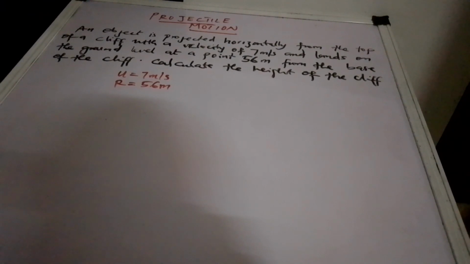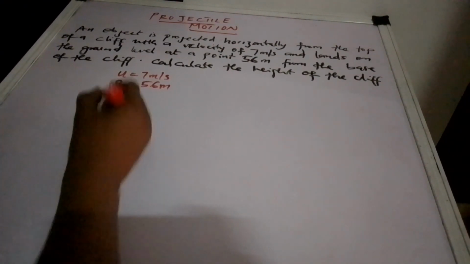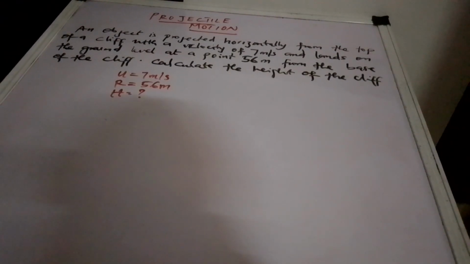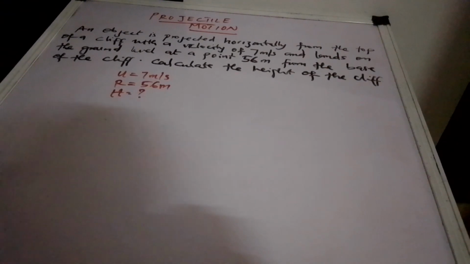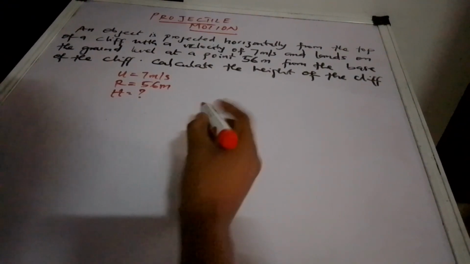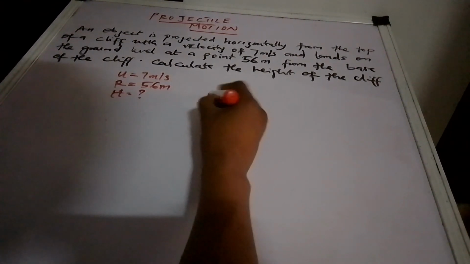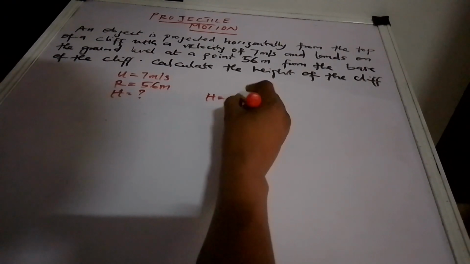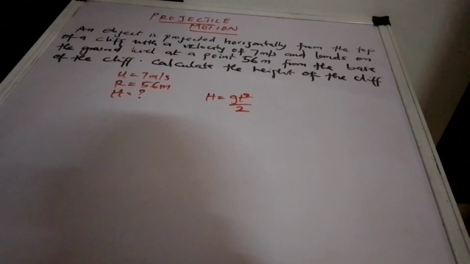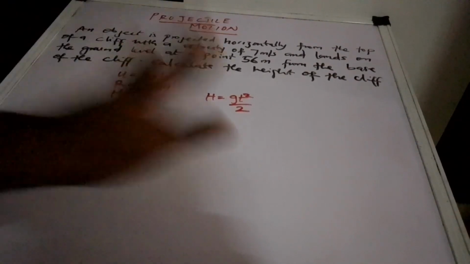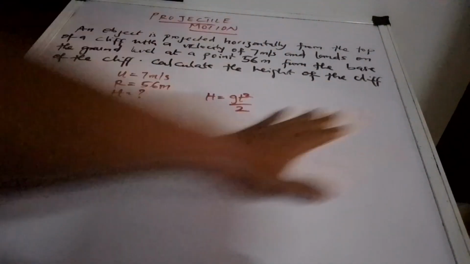Now the question is to calculate the height of the cliff edge. Since they said we should calculate the height, you should know that what we are looking for is the vertical component. So the formula we are going to use has to do with vertical component, which is h equals gt square over 2. That's the formula we are going to use to find our height. There is no other formula we need to use. This is the formula because it is a vertical component.